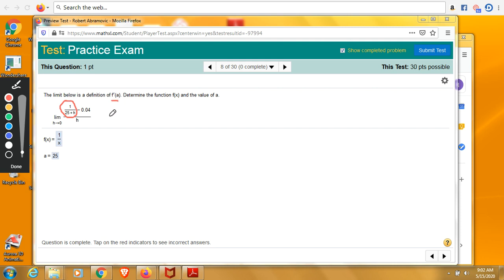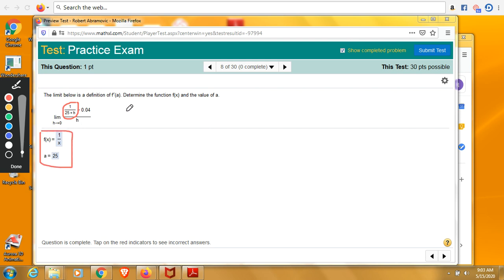F prime of a, therefore, is, so our guess for what f of a plus h is going to be, this is a guess, we'll determine if we're right if all other terms work out, is 1 over 25 plus h. Now, a we're going to guess is 25. Now, let's see if that works out. A is 25. What's f of x? That means f of x is 1 over x, right? Okay, so that ends up being correct.